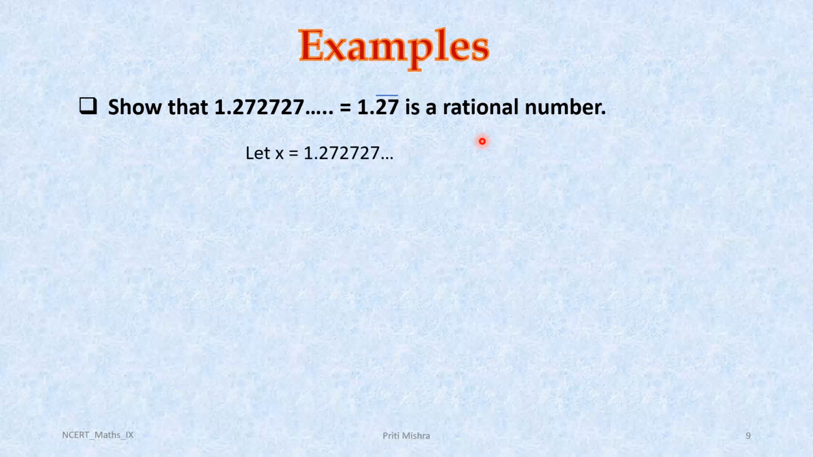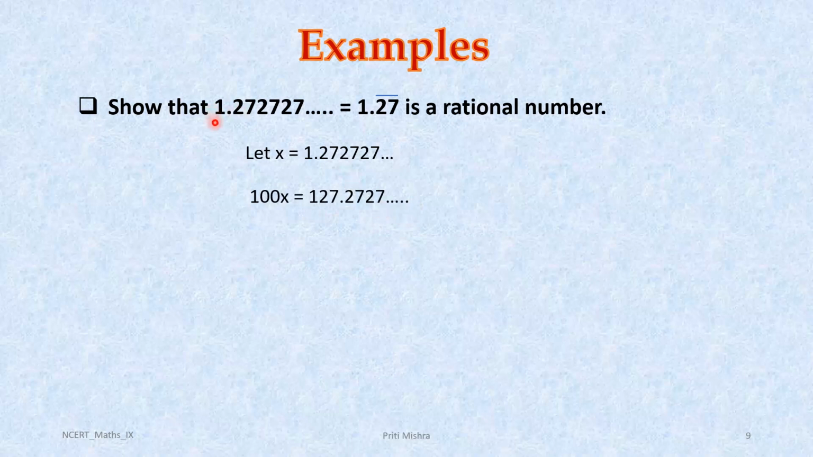Now we will multiply this term by 100 here, because here two digits are in repetition, and in the previous example we were having one digit in repetition, so we had multiplied there by 10. Here we are having two digits in repetition, so we are going to multiply this equation by 100. So 100x is equal to 127.2727 and so on.